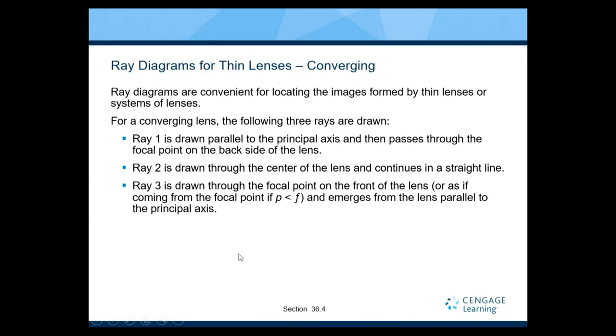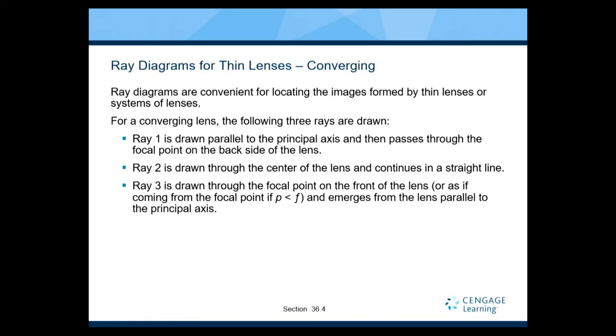So when we're going to do these problems, this is the methodology. We're going to use 3 rays. The first ray is drawn parallel to the principal axis, and it's going to go to my mark for my lens. And then where my mark of my lens is, it's going to pass through the focus. And I've got a picture of this here in just a second. The second one is drawn through the center of the lens and continues in a straight line.